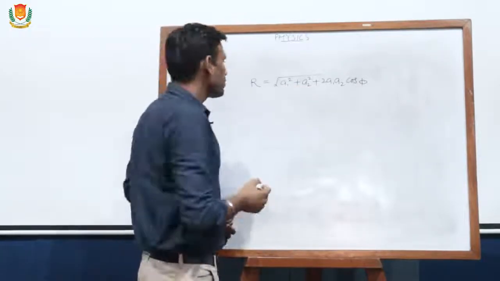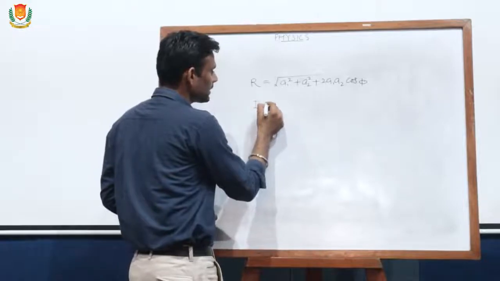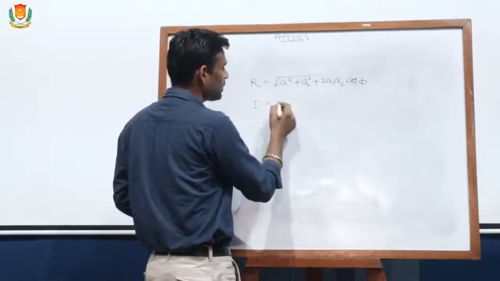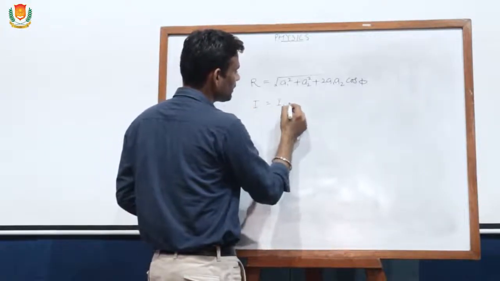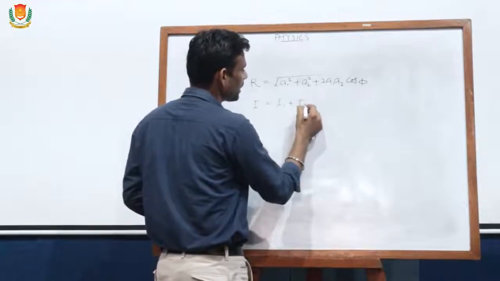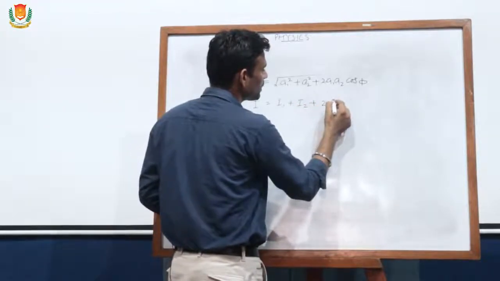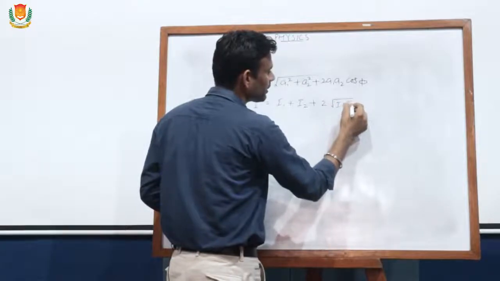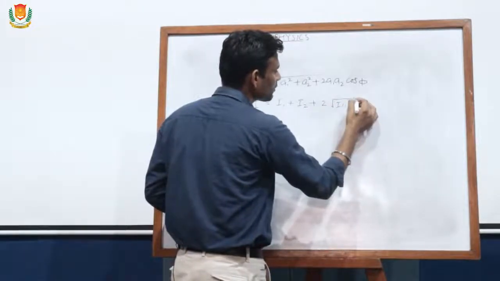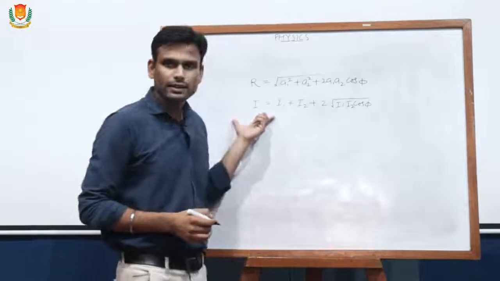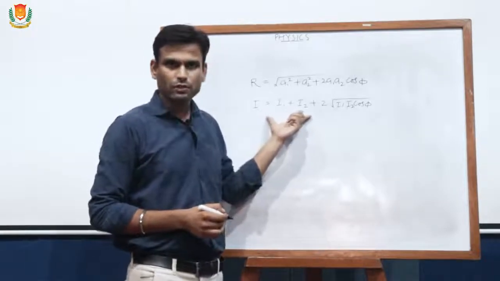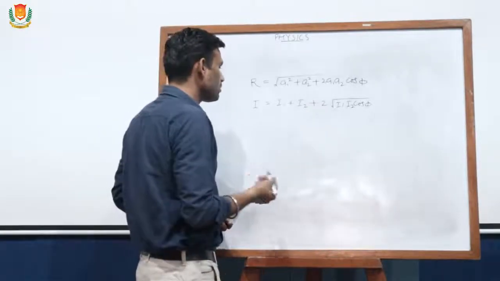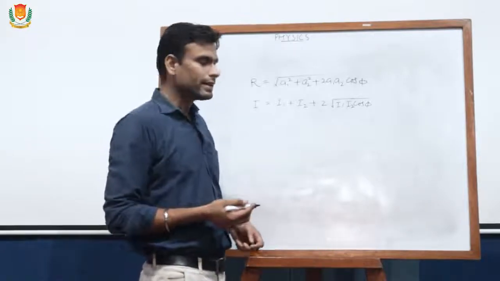We also discussed the intensity of the resultant wave, that was I equal to I1 plus I2 plus 2 square root of I1 I2 cos phi. This was the resultant intensity during the superimposition of the waves. We also discussed maximum and minimum intensities.